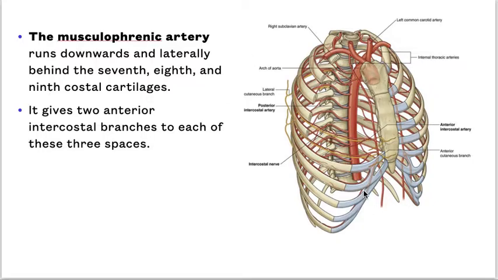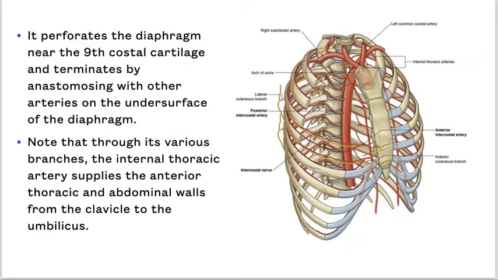The musculophrenic artery runs downward and laterally behind the 7th, 8th, and 9th costal cartilage, giving off 2 anterior intercostal branches to each of the 3 spaces. It perforates the diaphragm near the 9th costal cartilage and terminates by anastomosing with the arteries on the undersurface of the diaphragm. Note that through its various branches, the internal thoracic artery supplies the abdominal walls from the clavicle to the umbilicus.